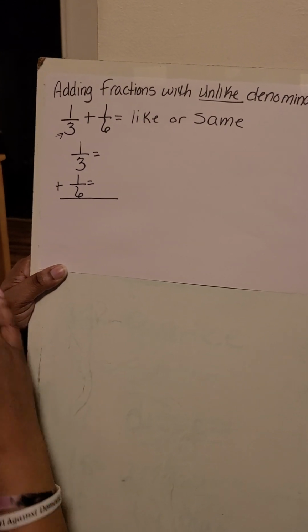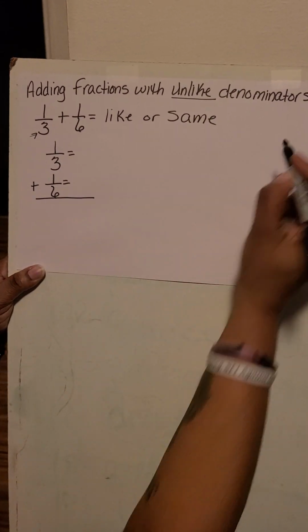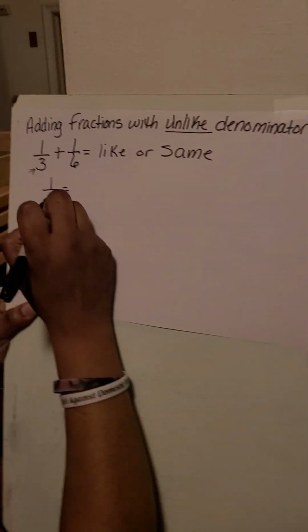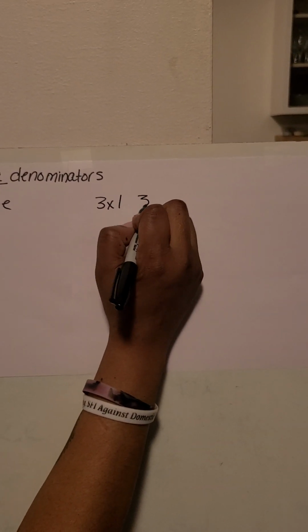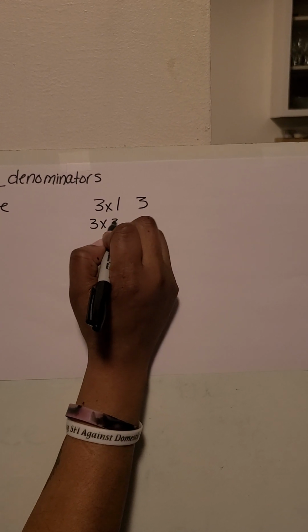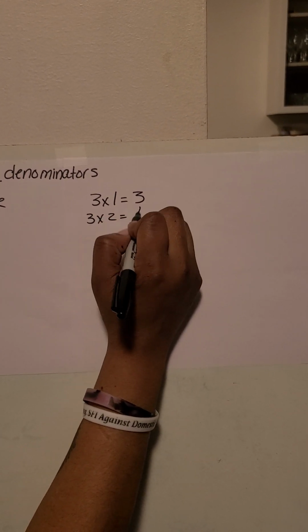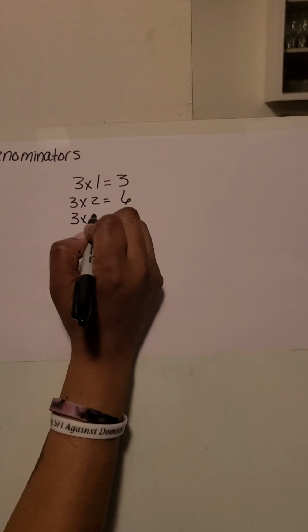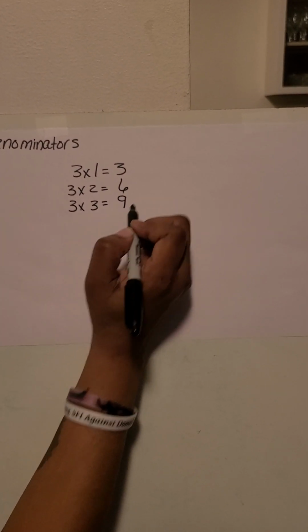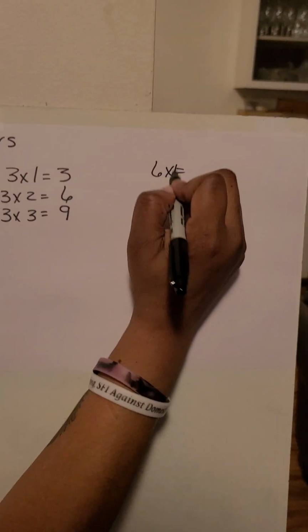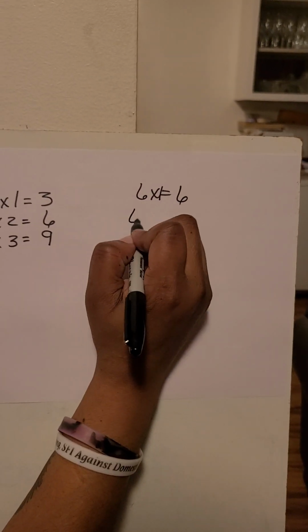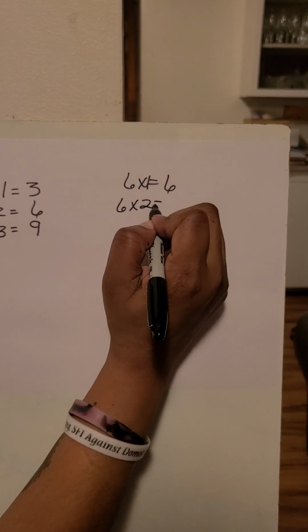And how do we do that? Simple multiplication chart. So you start off with our 3. 3 times 1 is 3. 3 times 2 is 6. 3 times 3 is 9. All right, now let's go to the 6 and do the same thing. 6 times 1 is 6. 6 times 2 is 12.